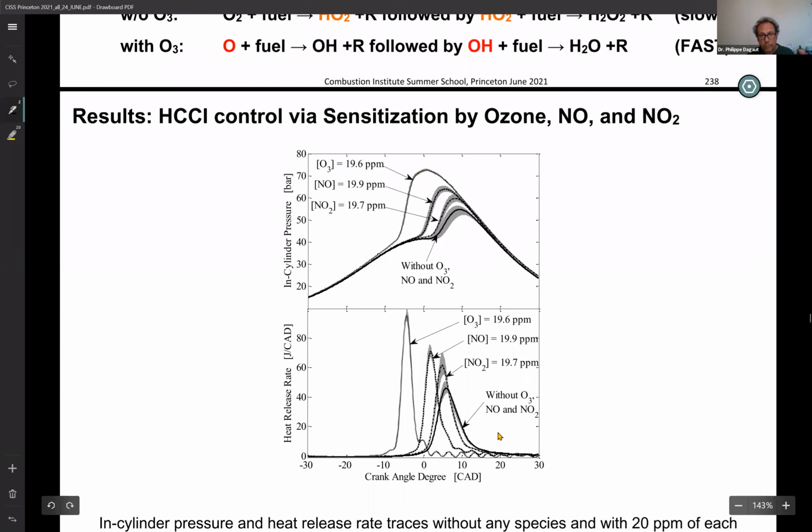And this is the same story regarding heat release rate. We have a stronger effect on heat release rate, starting from no additives, moving to NO2, to NO, and O3. And also you have an advance of ignition, which occurs.